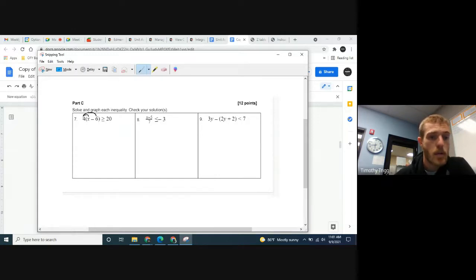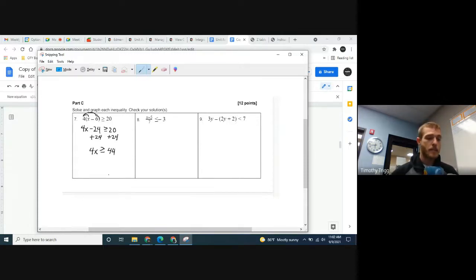Okay, so here, 4 times x, that's 4x, minus, and then 4 times 6 is 24. Now it's negative 24 because it was 4 times negative 6, so that makes it negative 24. And then greater than or equal to 20. So if we're trying to get x by itself, what step would we take next? Well, we would add 24 to both sides. Adding 24 to both sides gives us 4x is greater than or equal to, and then 20 plus 24 is 44.